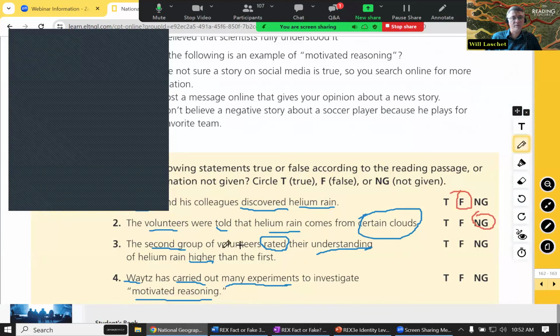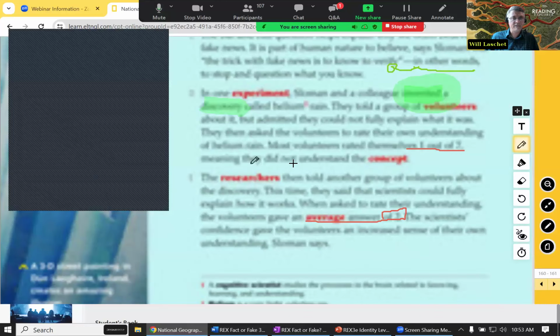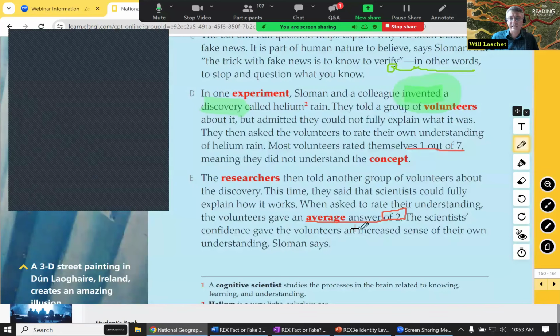So group 2 gave themselves an understanding of 2. Group 1 gave themselves 1. So what do we think? True, false, or not given? Okay, I'll just show you the text again. I think most of you are saying it's true. Okay, so I'll let you see again.